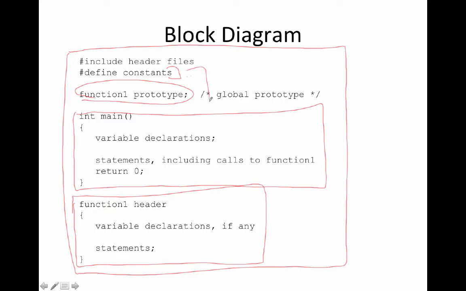So anything that's defined up here before main, those are global. Anything that is defined or declared within a function is local. So if I have variable declarations here inside of the main function, then they're only known within the main function. Function 1, same thing. If I have variable declarations inside function 1, then they're only known to this function. Now, I can call function 1 from the main function because I made this prototype global, so I can call function 1 from anywhere.